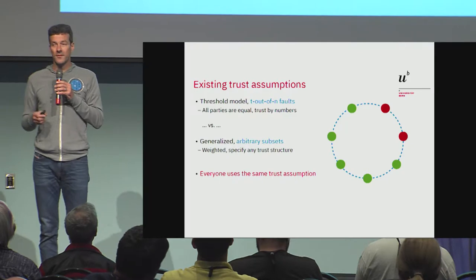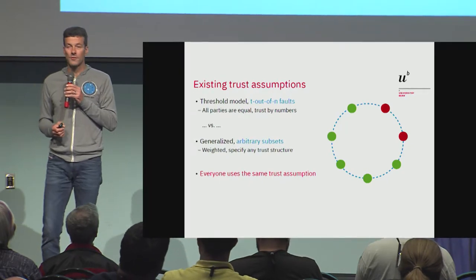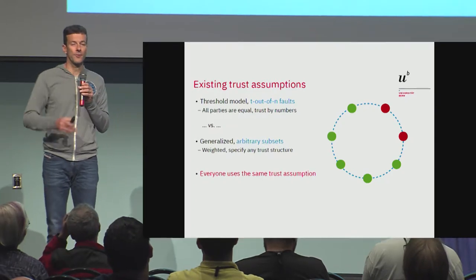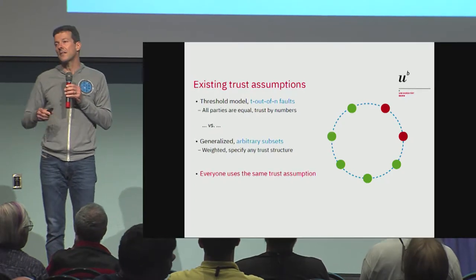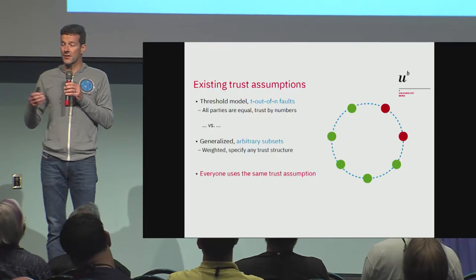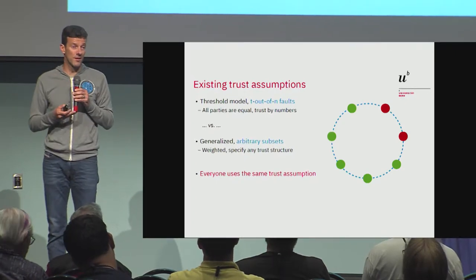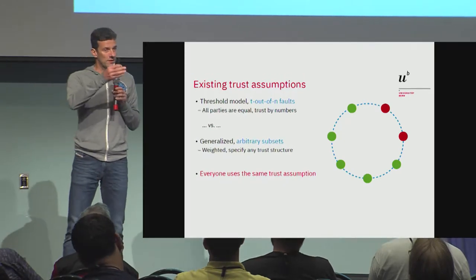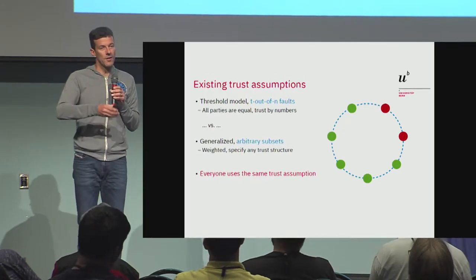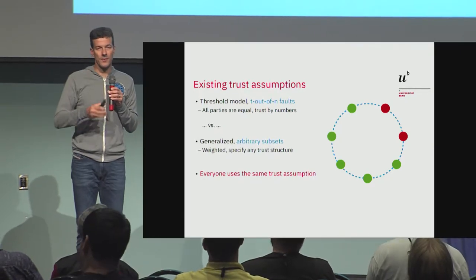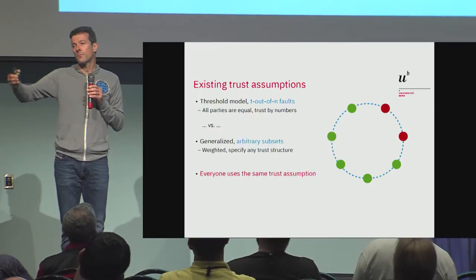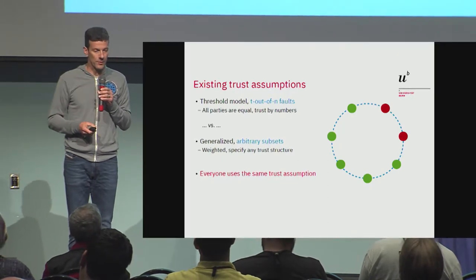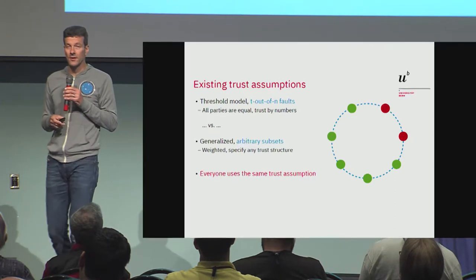So, about the trust assumptions that we are using. The trust assumptions that we are using normally are defined by the numbers. You see the f faulty nodes, the t faulty nodes, and there are n of them, and the trust is by the numbers. Why should you think that these nodes are all equal? And assuming that trust by the numbers means that all the nodes fail independently of each other. So the probability that one further node fails is independent of the first ones. However, this may not be the case in real world systems.